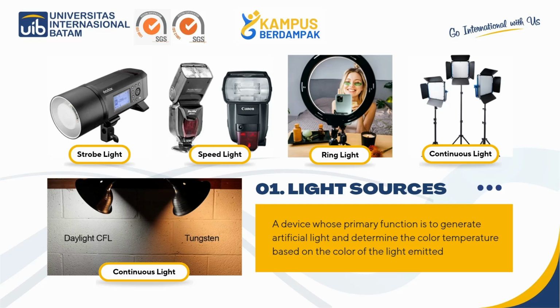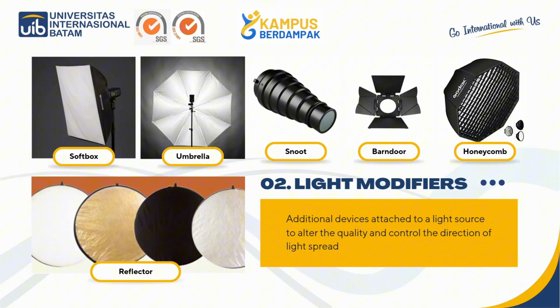The second is light modifiers. Well, it is an additional device attached to the light source to alter the quality and control the direction of how the light spreads onto the subject. The first example is the softbox. It is a fabric box that is used to diffuse light.